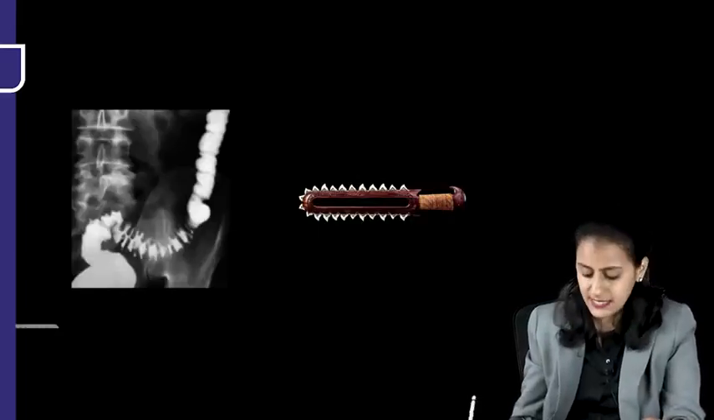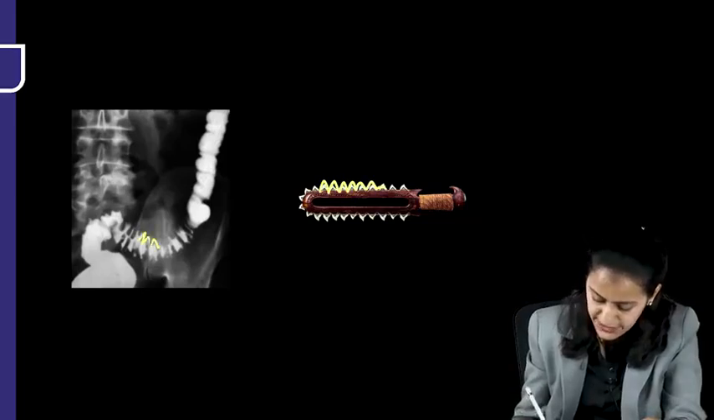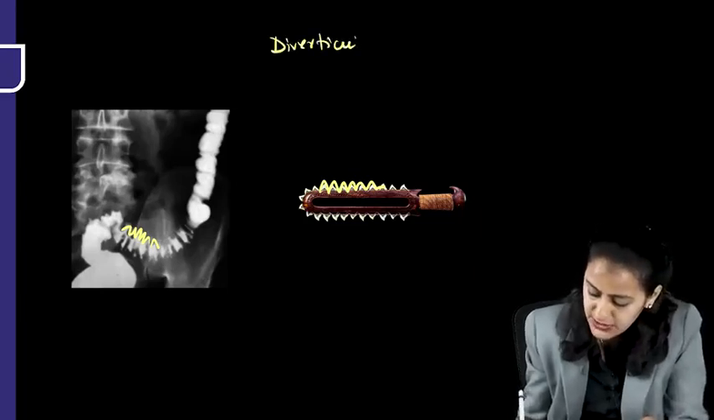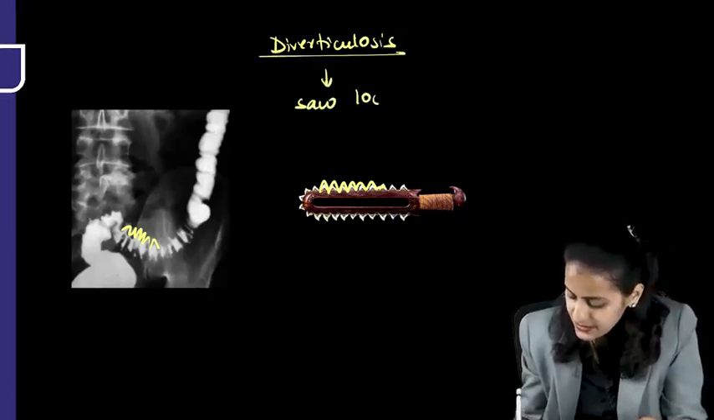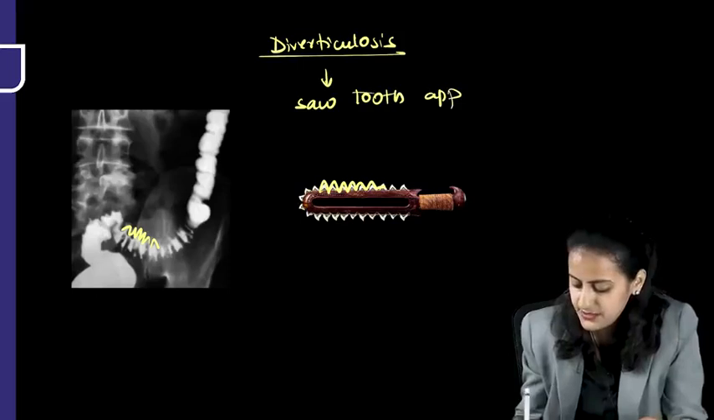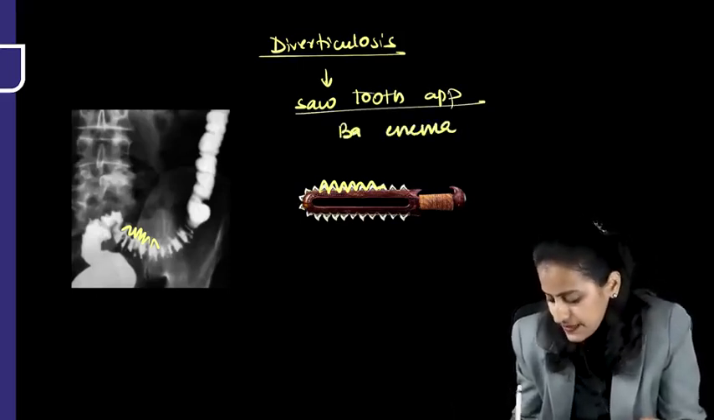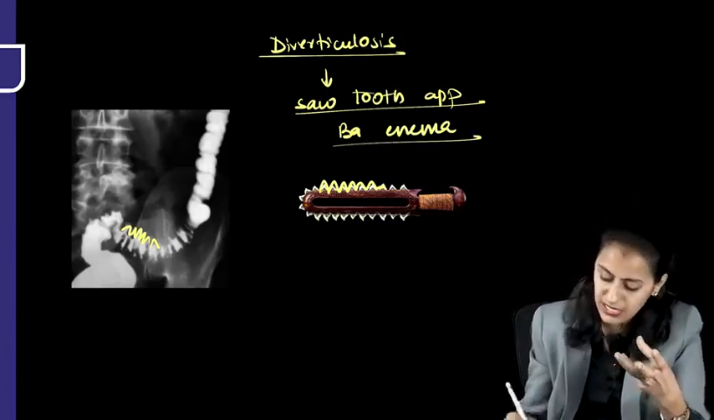Next one, what are we seeing here? So the sawtooth appearance. Like the sawtooth, we are seeing these outpouchings from the colon. So this is diverticulosis. The outpouchings represent the diverticulosis. That is the sawtooth appearance. What is the investigation of choice? That is barium enema. But remember, we don't do barium enema in acute inflammatory conditions.